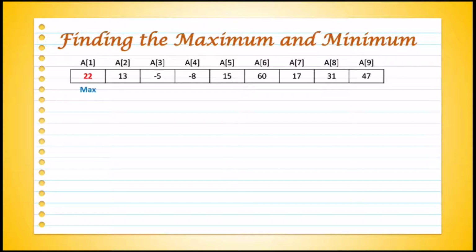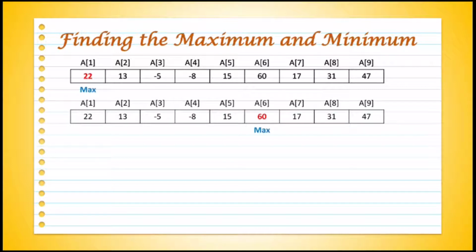Next, the sixth element, that is 60. Is 60 greater than max? Yes, because 60 is greater than 22. So because 60 is greater, we will change the value of max. Now the value of max will be 60. This max value we will compare with the remaining elements.